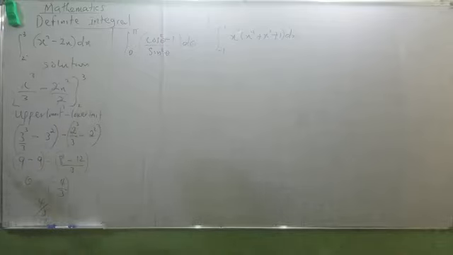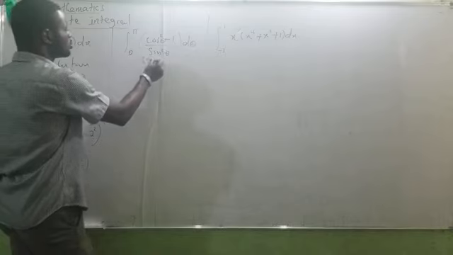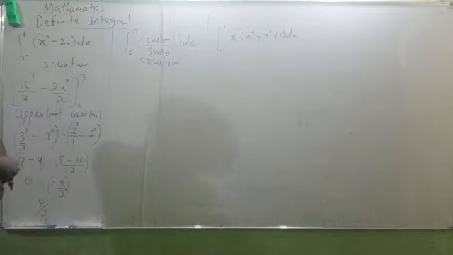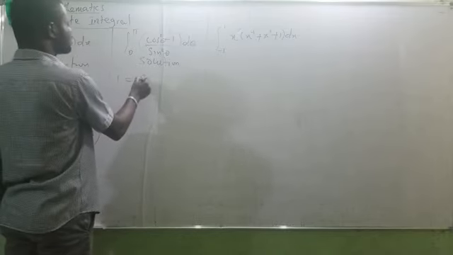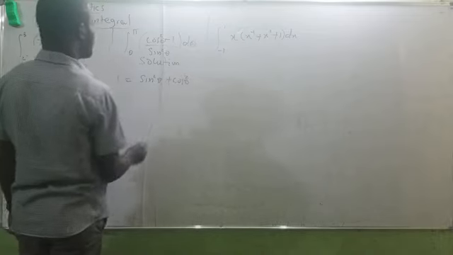Now, that is all about that. Now, this is another one, solution to this problem. At this point, you have to touch some area in trigonometry. Don't forget that 1 equals what? Sine squared theta plus cos squared theta. Now, take note of that.